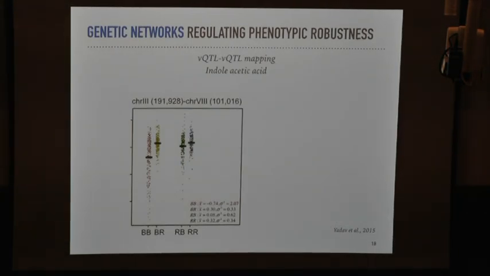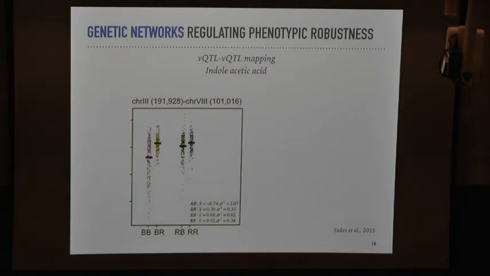So what we did was, as I said, 2-QTL mapping. Rather than just doing 2-QTL mapping, which is commonly done in the field where you take 2 mean QTLs and do 2-QTL mapping or 3-QTL mapping, we did 2-VQTL mapping, where we took 2 variance QTLs and asked whether these 2 variance QTLs genetically interact to change robustness or not. So let me walk you through this.